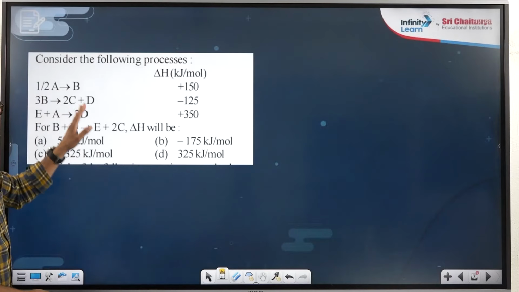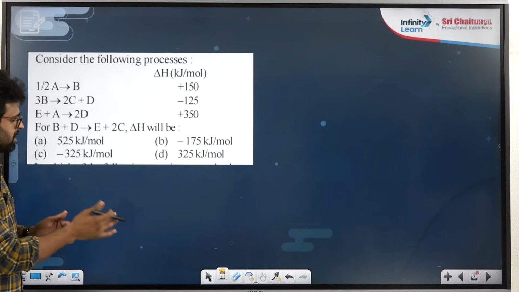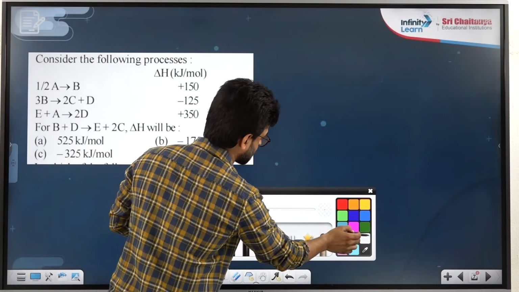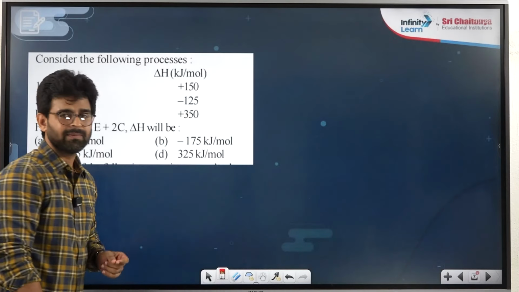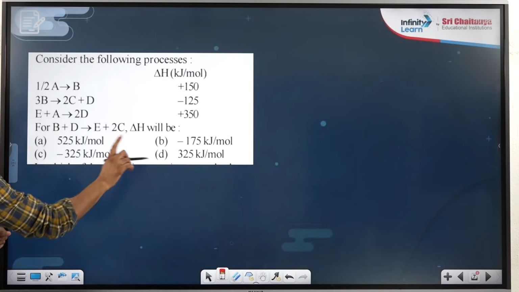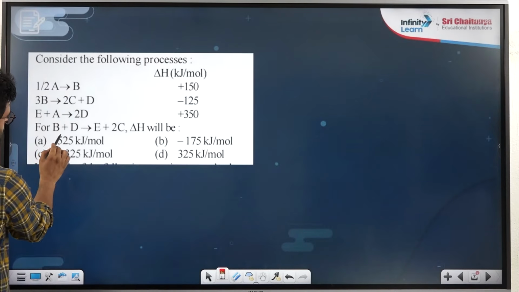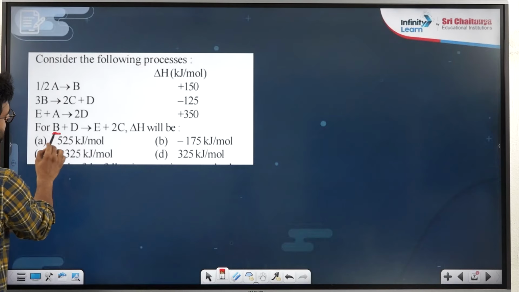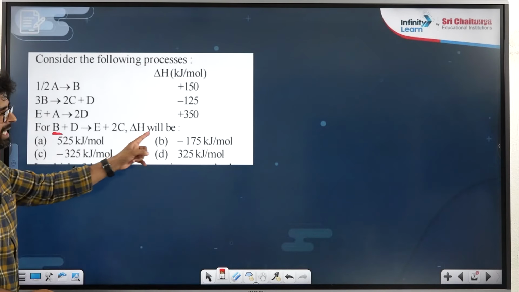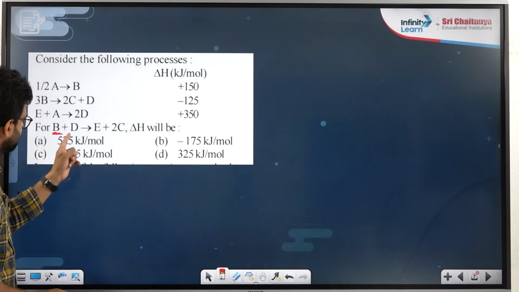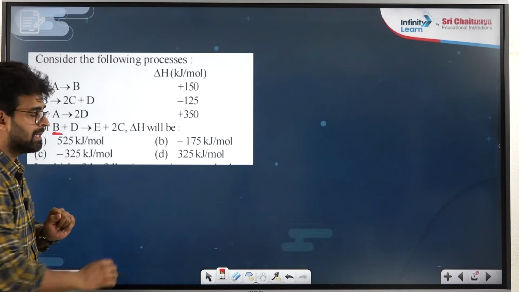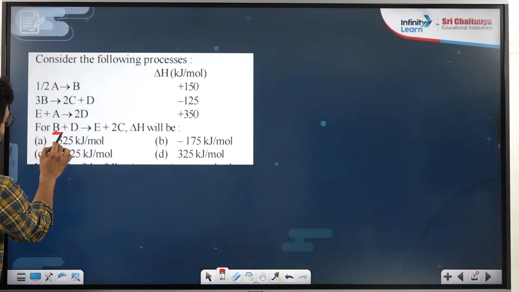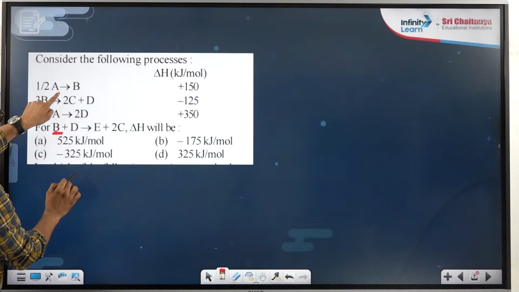Now, again, a simple question. We have to understand a little bit here, some extra point. Understand, it's a good question. I need B. For this section, I am finding delta H. What do I need? I need B. B is present in this section as well as in this section.